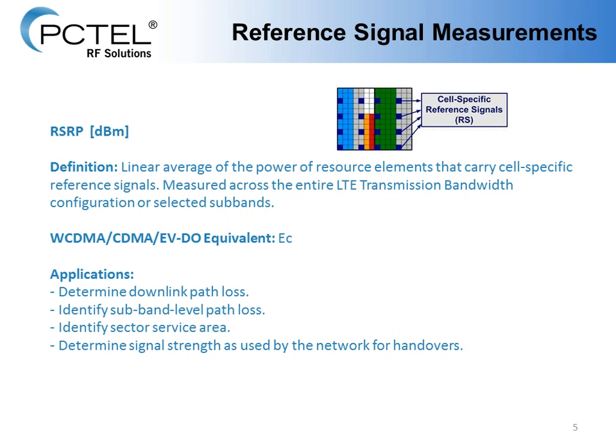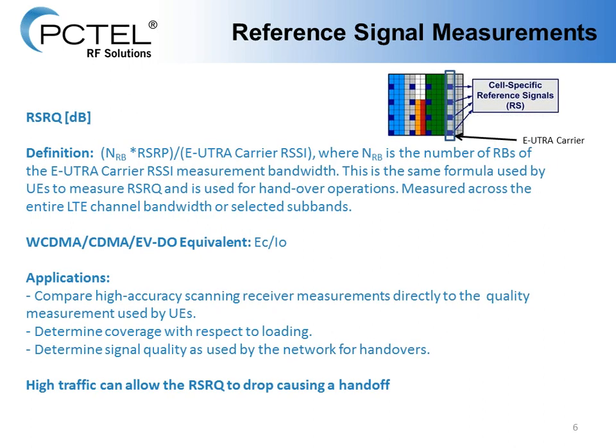As you get out of the sector, that RSRP should drop drastically. And you can determine the signal strength as used by the network for handovers. So this is one of the critical measurements for an LTE network, whether it's TD or FDD LTE.